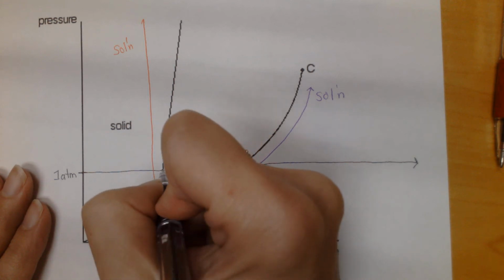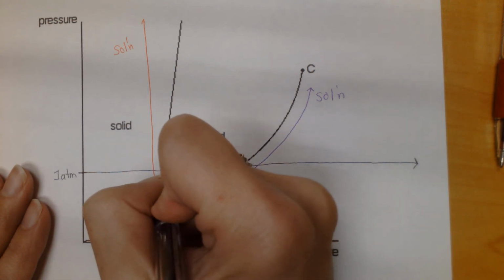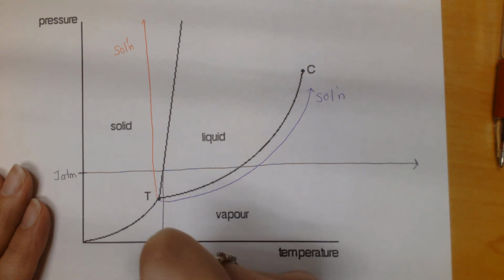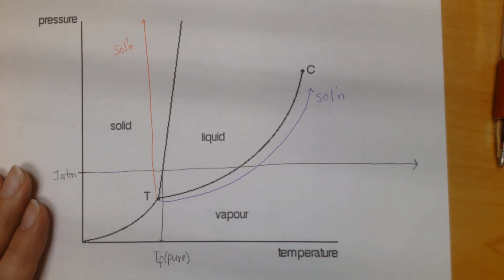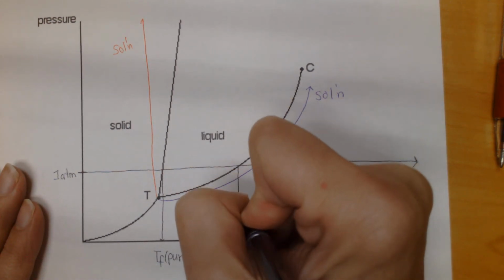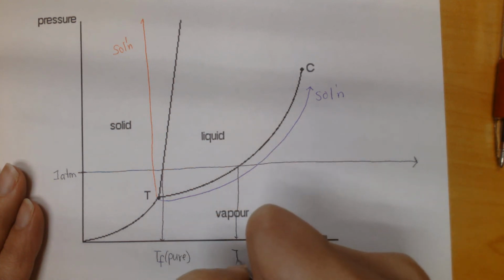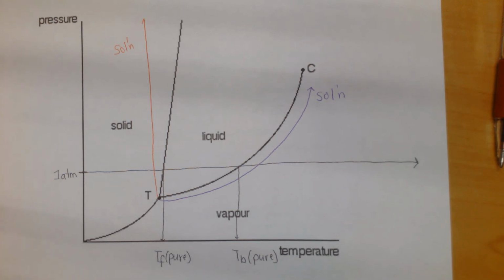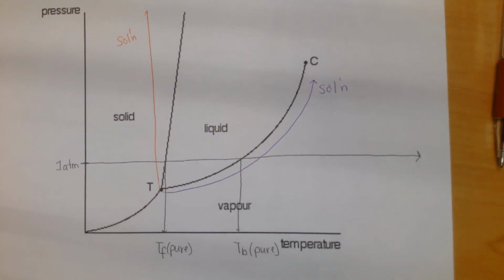Okay, so for a pure liquid, that's right here. This is the temperature freezing of the pure solvent. Where this crosses this curve over here, this is our temperature boiling of the pure solvent. That occurs at whatever those temperatures happen to be, depending on what this is. Now let's look at what happens when we make a solution.